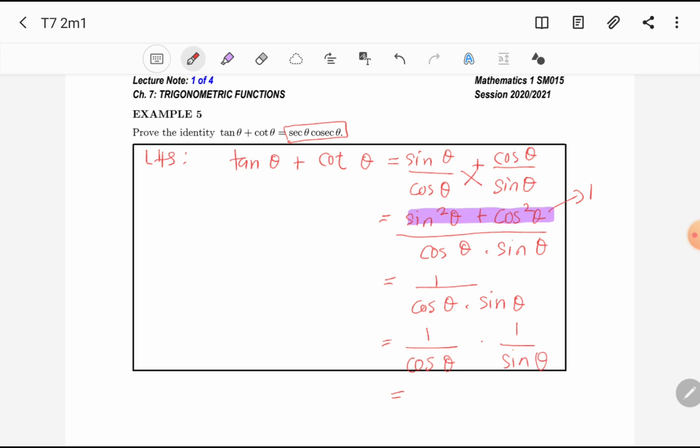So 1 over cos. Apa dia 1 over cos? Third letter is C. Secant. Times 1 over sin is cosecant theta. Dapat terus show. Kita akan dapat yang sama dengan right hand side punya sebutan.